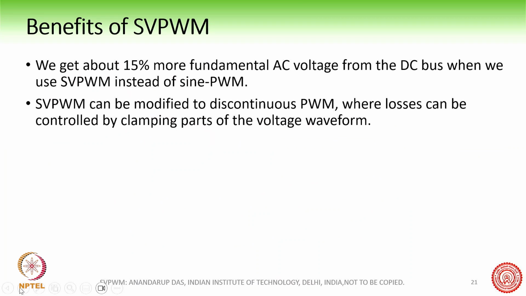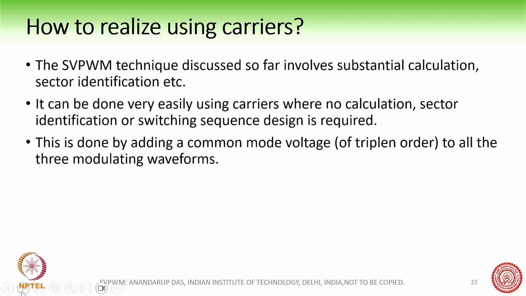Yeah, that is what is written. Of course, the other benefit is that space vector PWM can be modified to discontinuous PWM. You can adjust the T0 time periods unequally, and then you can clamp certain parts of the voltage waveform, which we are not going to discuss in this course, but it can be done. There are several papers on that. Now, one of the things is that the SVPWM technique that we have discussed so far involves substantial calculation.